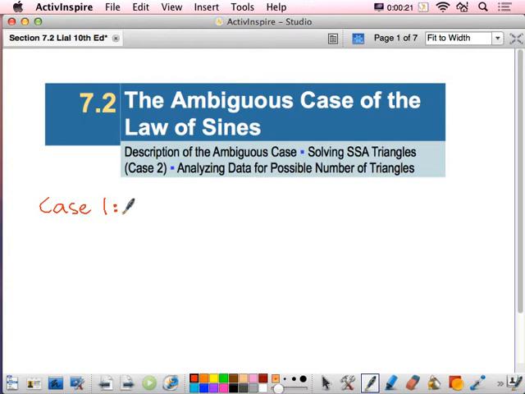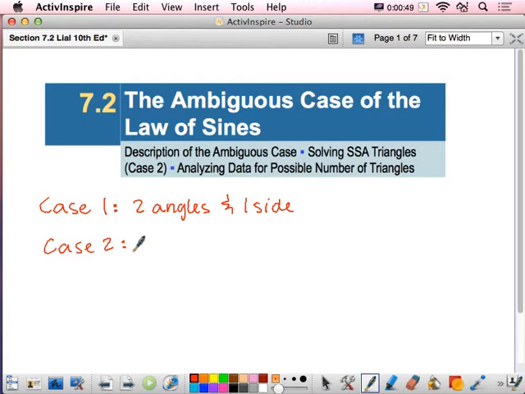For case 1, we were always given two angles and one side. That's just your basic law of sines case. When we do that, we solve for the third angle by doing 180 minus the other two, and then we use law of sines twice to find the missing two sides if we need them. Remember that?